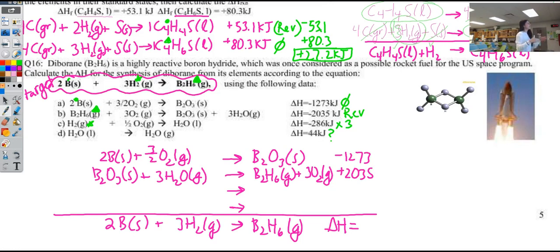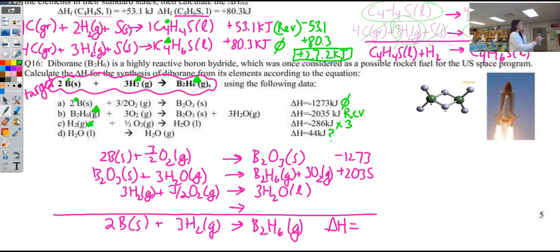Okay, third line. This one I said I was going to multiply everything by 3, but keep it in the same direction. So I've got 3H2 gas plus 3 halves O2 gas yields 3H2O liquid. Okay, now, if I start canceling things out, my hope is that I could end up with my final target. So let's see what happens if I start canceling things out.